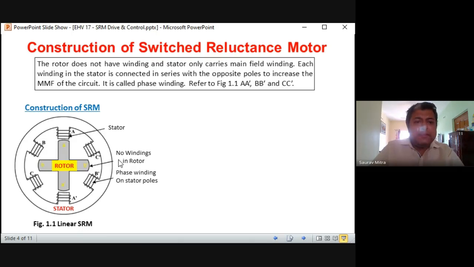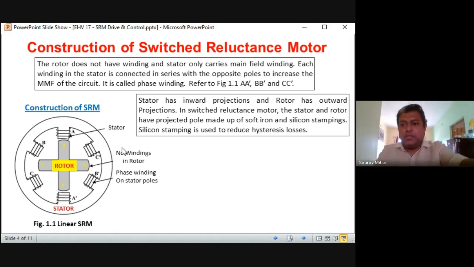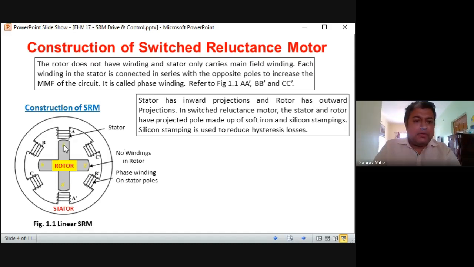Each winding in the stator is connected in series with the opposite pole to increase the mmf of the circuit. So A is connected with A dash, B with B dash, and C with C dash, and three-phase stator supply is given to the motor. It is called phase winding. So A bar, B bar, C bar, or A dash, B dash, C dash is there. Now the stator has inward projections and the rotor has outward projections. So the rotor has salient poles, and the stator has simple poles.